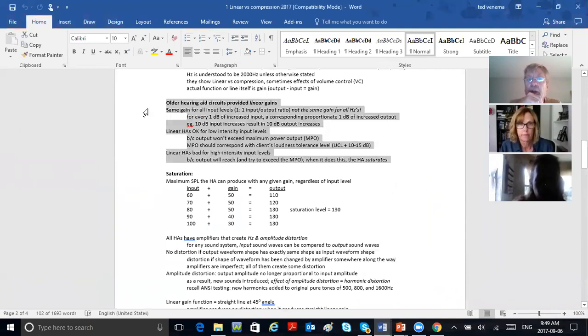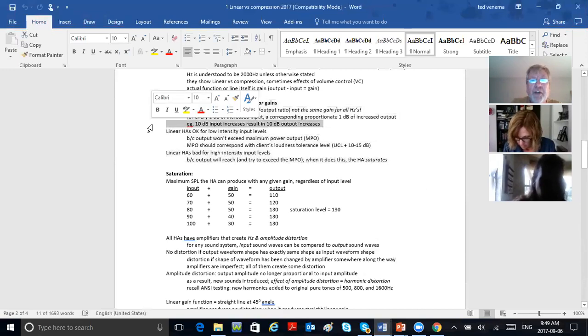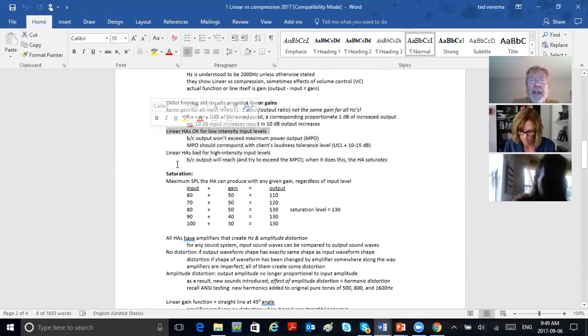Same gain for all input levels, 1-to-1 input-output ratio. For every 1 dB of increased input, there's a corresponding proportionate 1 dB of increased output, 1-to-1. So a 10 dB input increase results in a 10 dB output increase. Linear hearing aids are okay for soft input levels.